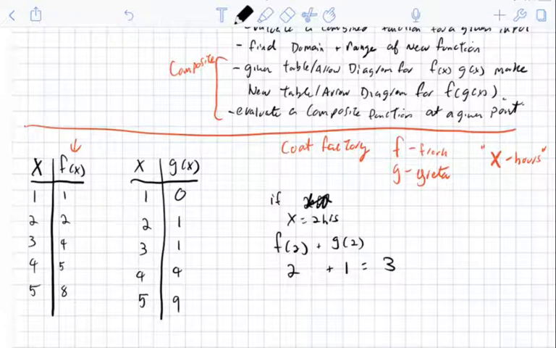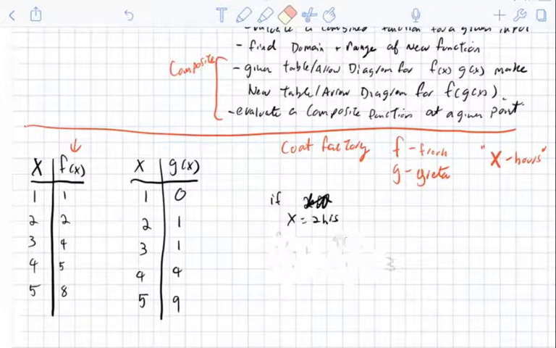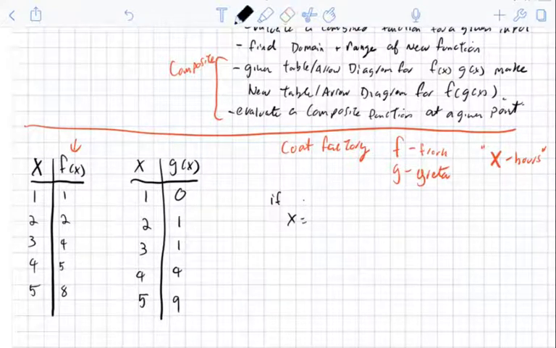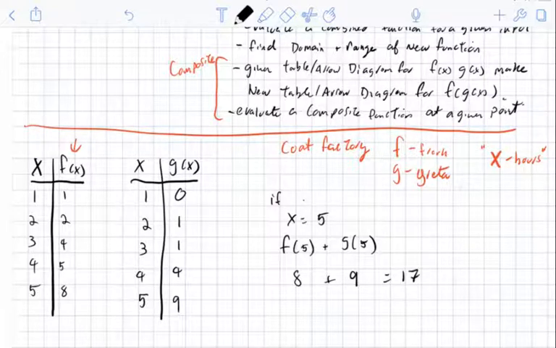If instead of 2 hours I give them 5 hours, Frank will make 8 coats, and Greta will make 9 coats, and I'll have made 17 coats. You see? So I don't care about how many each individually makes. I care about how many the overall team makes.